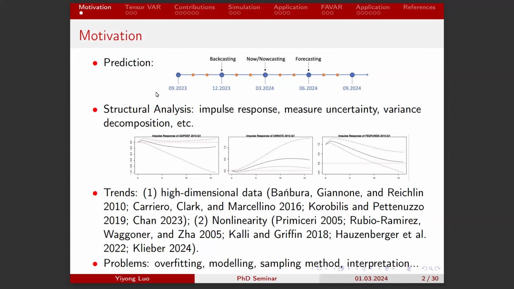The second thing is structural analysis, such as impulse response. We can also measure the uncertainties using some index and decompose the variance of a particular variable given some other variables. I will give you some more detail about this impulse response. So it is the effect of some exogenous shock to the economy. So we would like to quantify this effect and to see how it transfers over time.